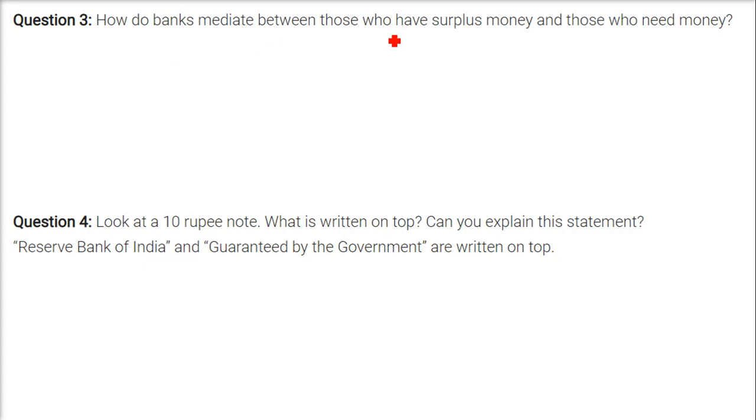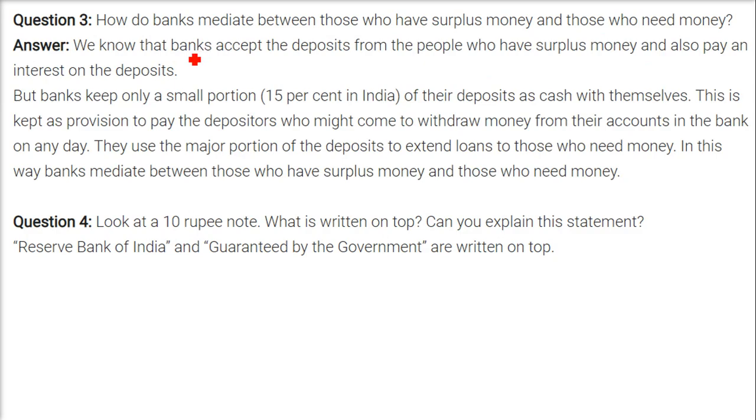How do banks mediate between those who have surplus money and those who need money? Now the banking system accepts deposits from people who have surplus money, and the bank pays a stipulated amount of interest on the deposits. But the bank keeps a small portion, about 15% in India, of their deposits. If all the depositors' money is combined, the bank takes 15% of that amount. This 15% is kept in the bank as cash, as a provision to pay the depositors who might come to withdraw their money from their accounts any day.